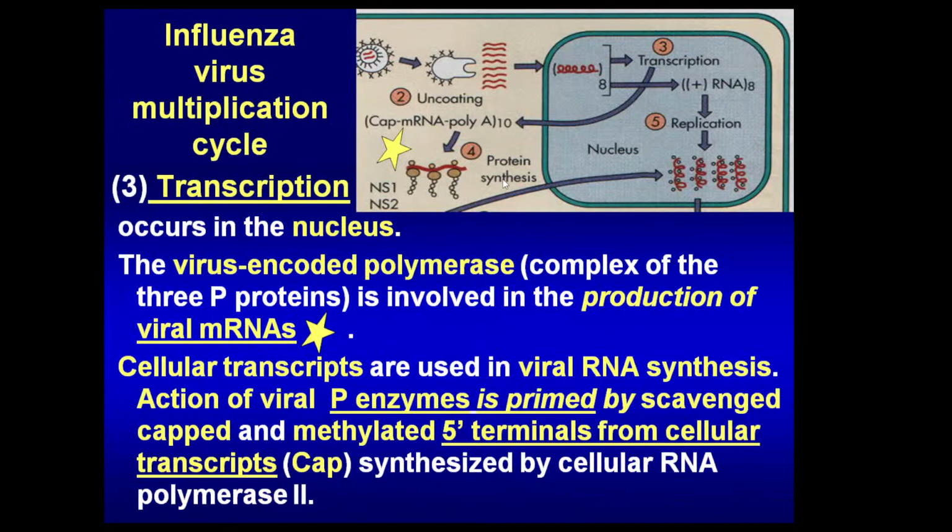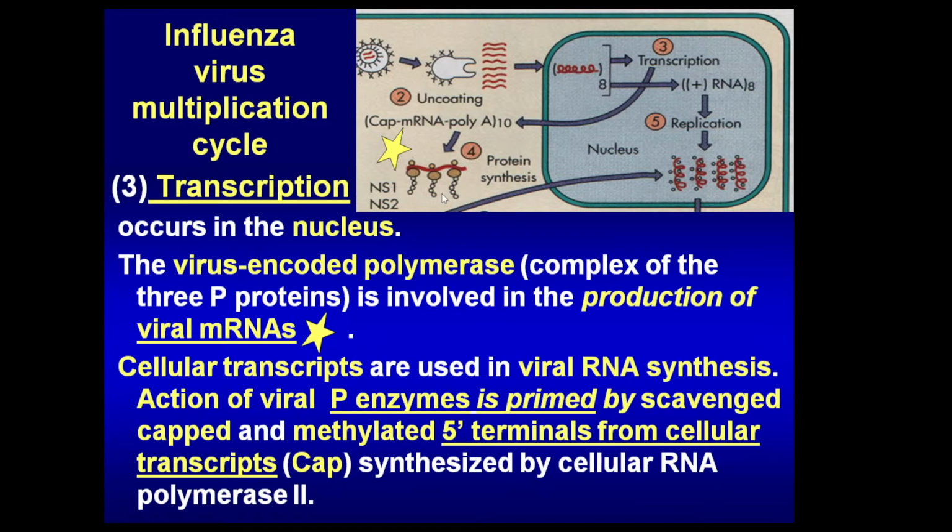Then we have transportation of the minus-sense RNA segments into the nucleus, where the virus-encoded polymerase, do you remember it, is a complex of the PA protein and the PB1 and PB2 proteins. They form the polymerase that performs transcription of the minus-sense fragments into positive-sense RNAs. Then these positive capped RNAs are transported to the cytosol for viral protein translation.